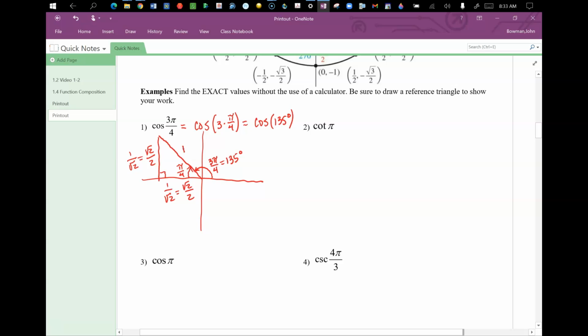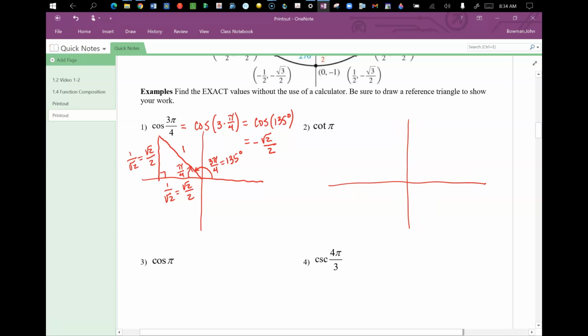Basically, that's why we made the hypotenuse, or the radius, 1, so that now the cosine is just x instead of x over r. So 1 over root 2 over 1, or root 2 over 2 over 1, is going to be root 2 over 2. But you have to pay attention to the sign. We're in the second quadrant here, so x is going to be negative.